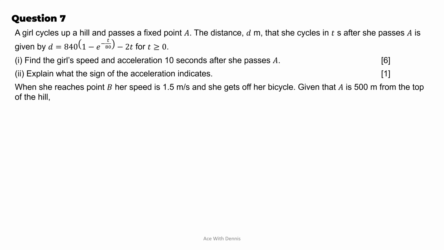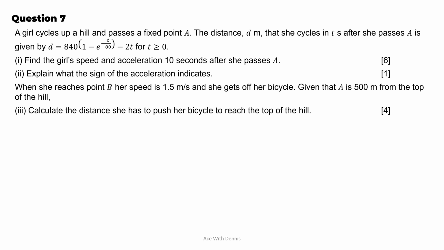1 mark. When she reaches point B, her speed is 1.5 meters per second and she gets off her bicycle. Given that A is 500 meters from the top of the hill. Part 3. Calculate the distance she has to push her bicycle to reach the top of the hill. 4 marks. So here's the solution for part 1.